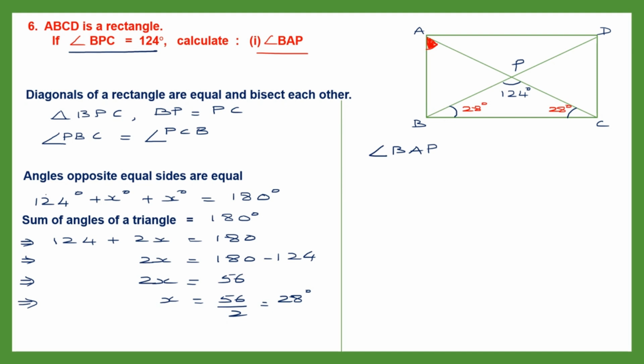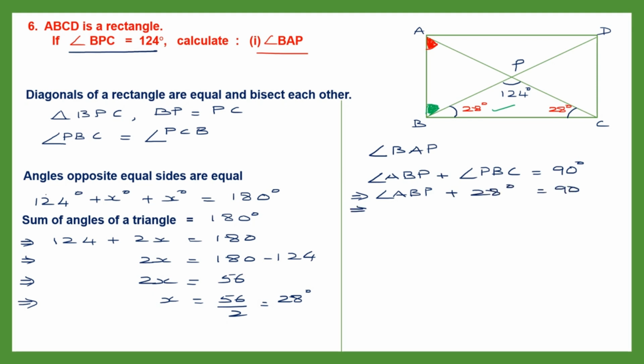That is, if we have to find angle ABP, then we have to know that angle ABP plus angle PBC will be equal to 90 degrees. Now angle ABP we don't know. That is what we are going to find out. Angle ABP, that is this angle in green here. Now if we add PBC, that is this angle 28 degrees, we will get 90 degrees.